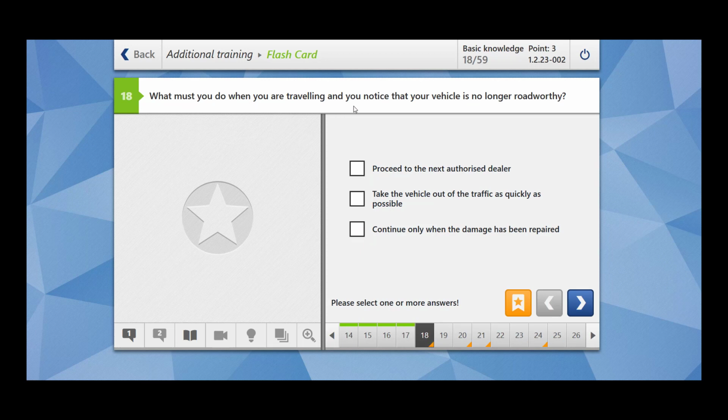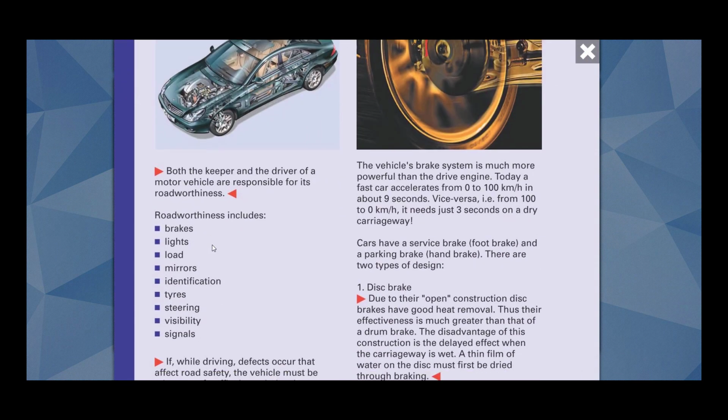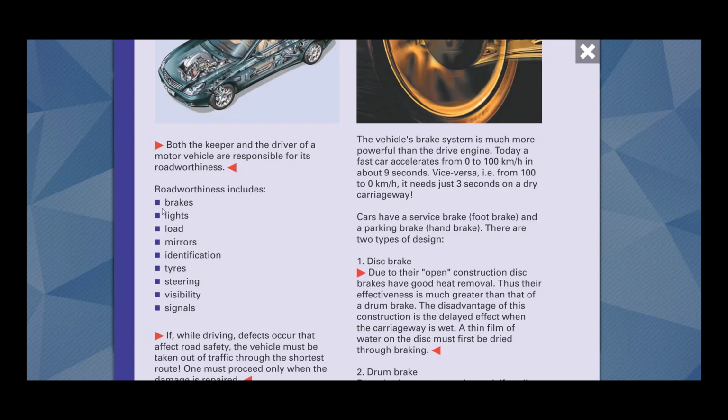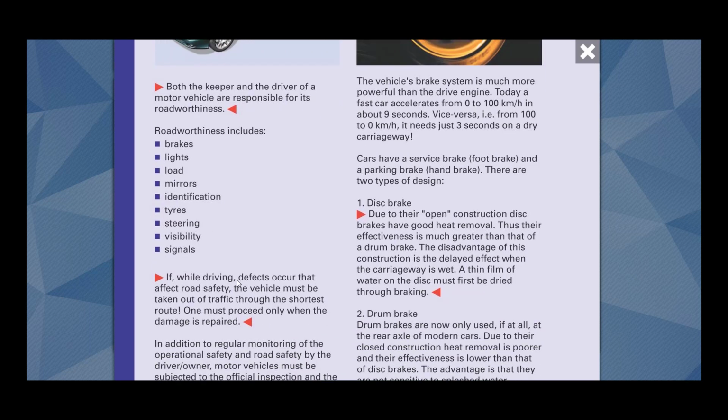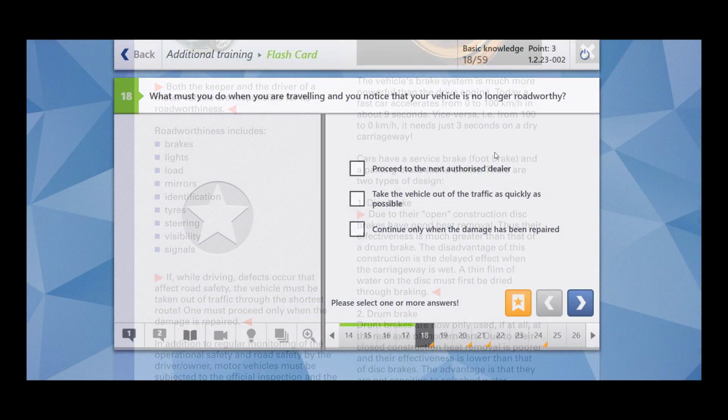What must you do when you are traveling and you notice that your vehicle is no longer roadworthy? Actually, roadworthiness includes a couple of things. Here you can see roadworthiness includes brakes, lights, load, mirrors, identification, tires, steering, visibility, signals. If while driving defects occur that affect road safety, the vehicle must be taken out of traffic through the shortest route. One must proceed only when the damage is repaired. So you have to take your vehicle out of the traffic and you can only proceed when your damage is repaired.